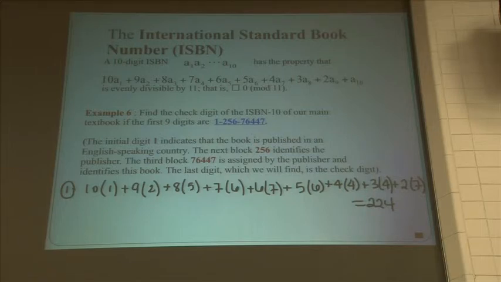So, remember the goal, you want your total ISBN to be divisible by 11 evenly. Well, 224 is not divisible by 11. If you punch it in, you get 20 and some change. Okay, so we need to find the next multiple of 11. Did I say 7 earlier? You said 7. It's supposed to be 11. Okay.